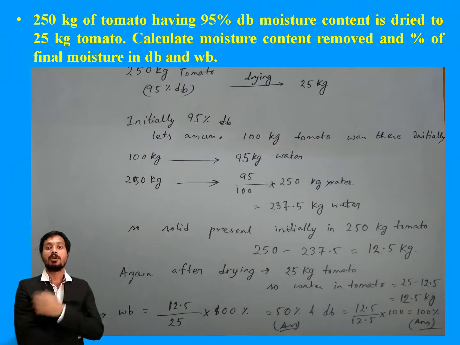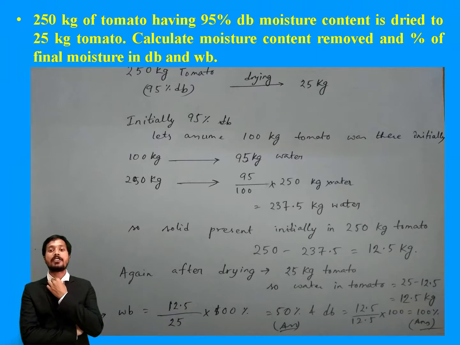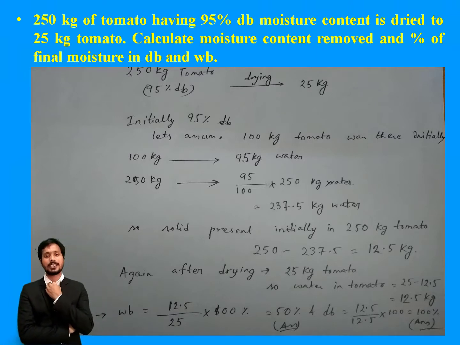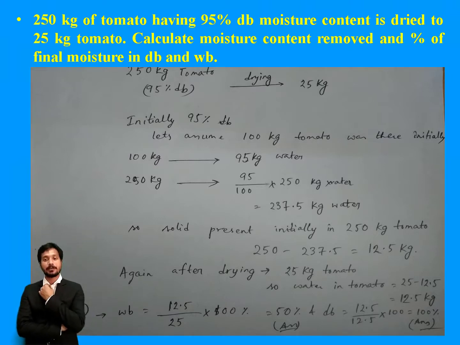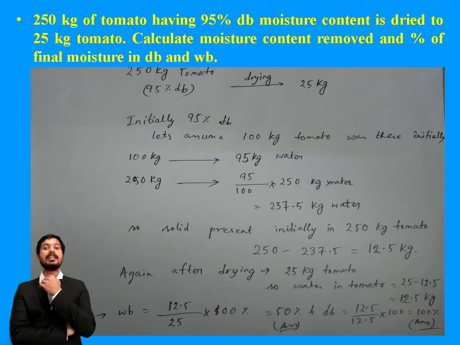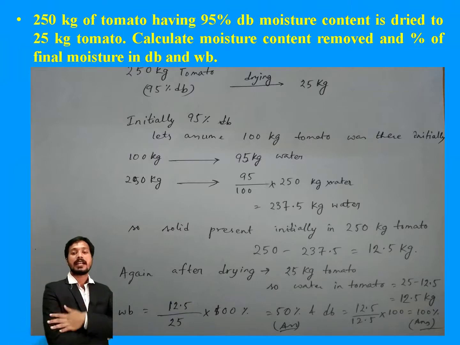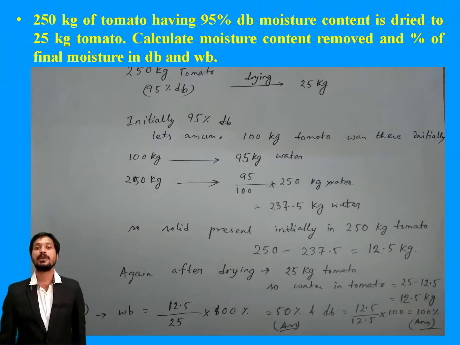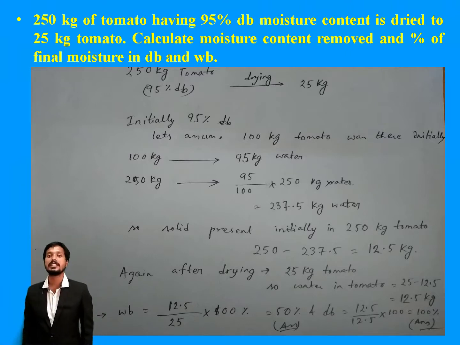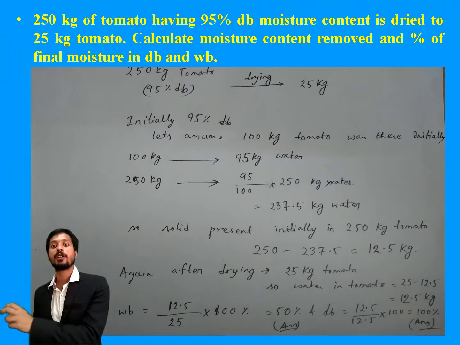Now you have to tell me what is the mass of moisture. So what you do here? You just assume that 100 kg of tomato is present. Just assume. So 100 kg of tomato contains 95 kg of moisture. So 250 kg of product or tomato will contain 95 by 100 multiplied by 250, that is 237.5 kg of moisture. So 250 kg of tomato contains 237.5 kg moisture.